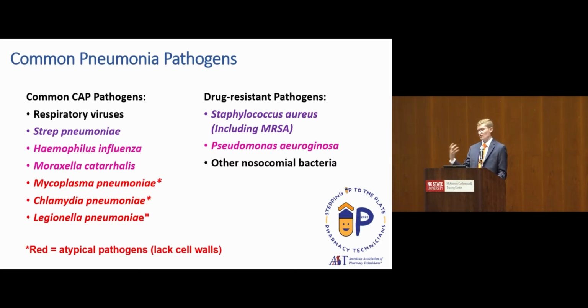And then there's a few drug-resistant pathogens like Staphylococcus aureus, including methicillin-resistant Staph aureus or MRSA. Pseudomonas aeruginosa is a gram-negative bacteria that is drug-resistant. A few other nosocomial or healthcare-associated bacteria. We'll talk about what may put a patient at risk for some of these drug-resistant pathogens. But the ones on the left are going to be the ones that you're going to be most concerned for in a patient that just presents with CAP, and we're going to make sure we cover those.